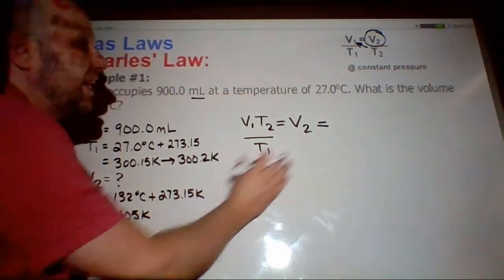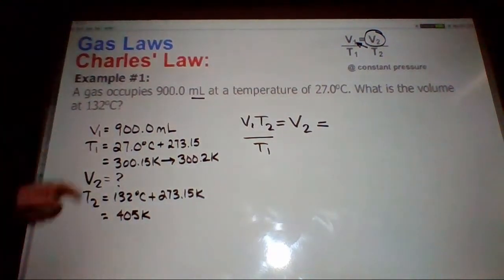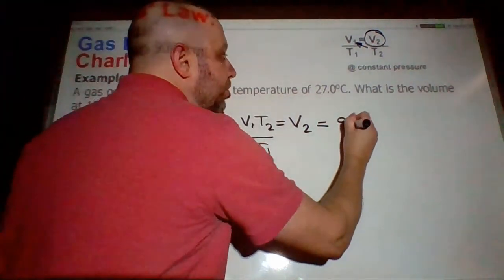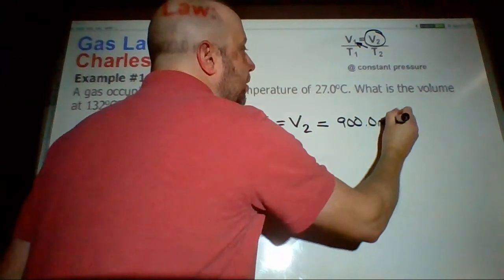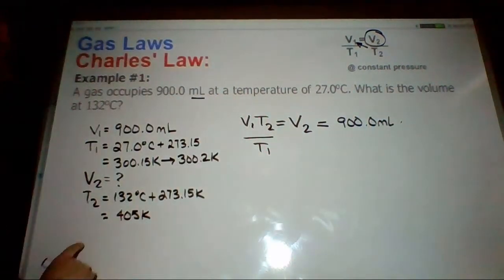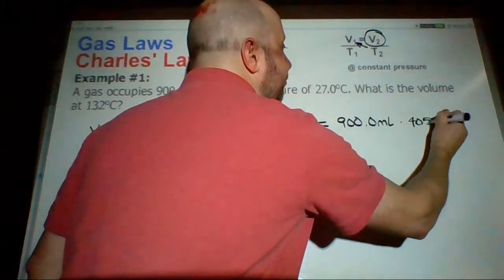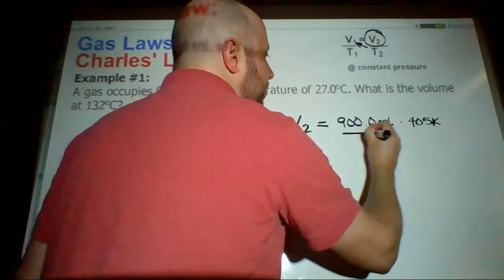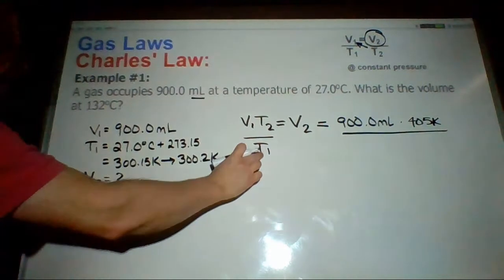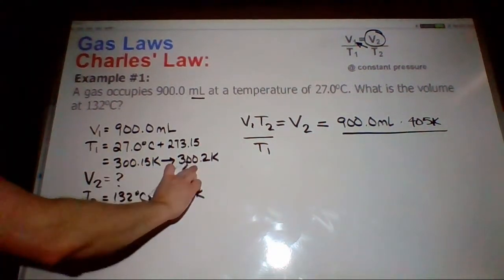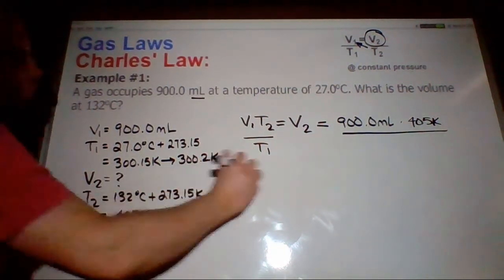Now I can take all my givens and plug them in. My volume 1, 900.0 milliliters. I'm going to multiply that by my temperature 2, 405 Kelvin. All of that is going to be divided by my temperature 1. My temperature 1 is 300.2 Kelvin.